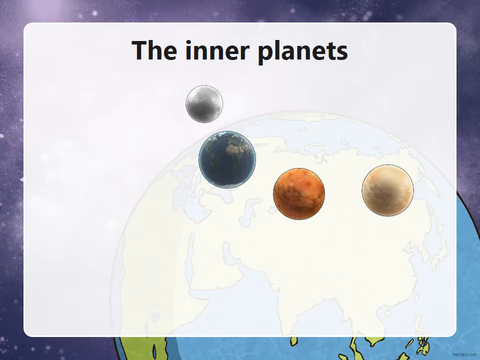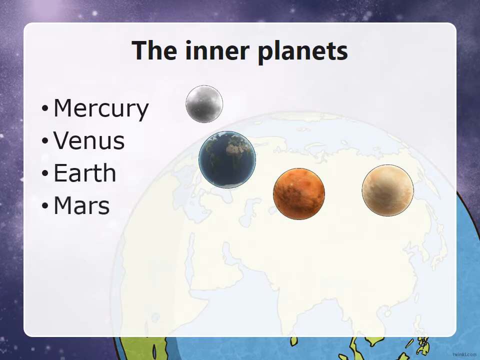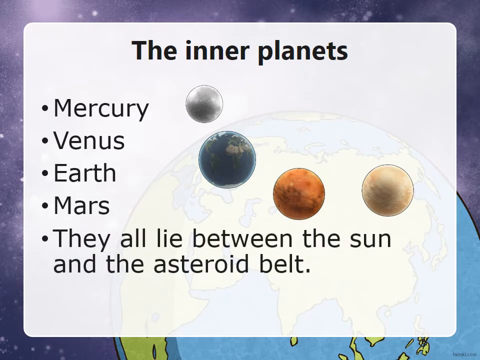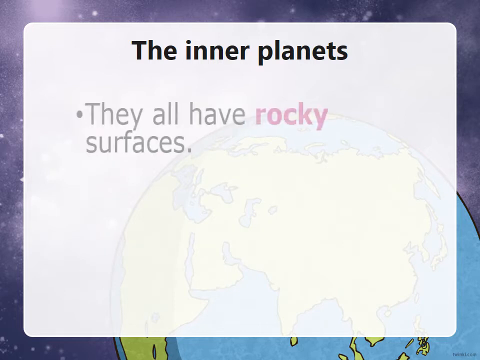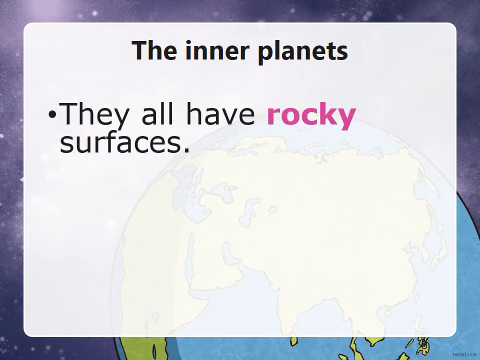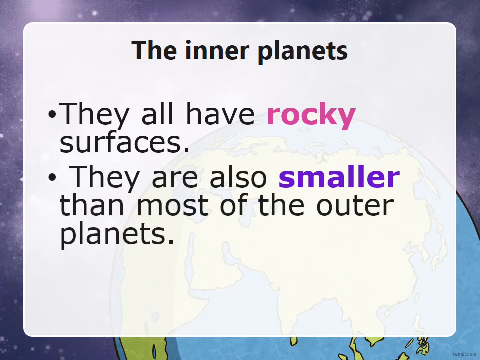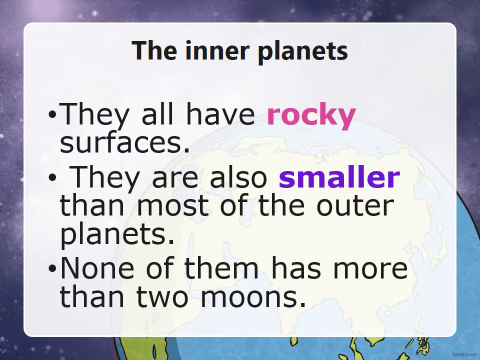Let us look at the inner planets. They are Mercury, Venus, Earth, Mars. They all lie between the sun and the asteroid belt. They all have rocky surfaces. They are also smaller than most of the outer planets. None of them has more than 2 moons.